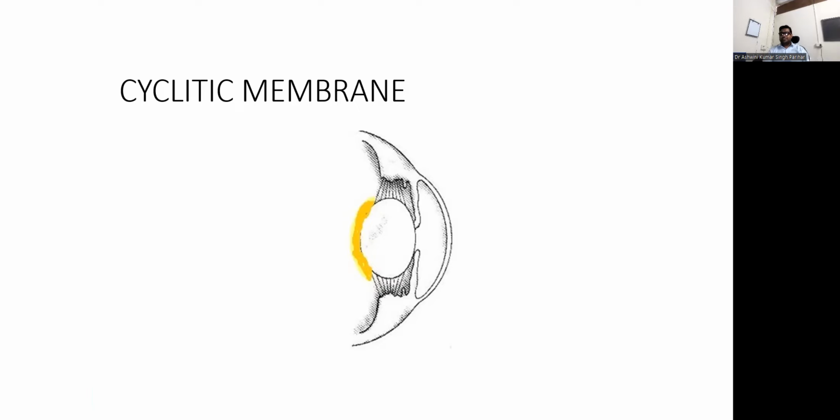So these are difficult cases to manage, because even if you remove the lens and put in a new one, since the cyclitic membrane is behind the posterior capsule, the patient's vision won't improve. You have put the lens, but the opacity is behind the posterior capsule. So ideally, we should remove that cyclitic membrane also. The management of that is different, and we will discuss it later in different classes. Okay.